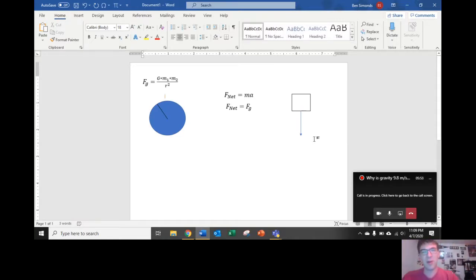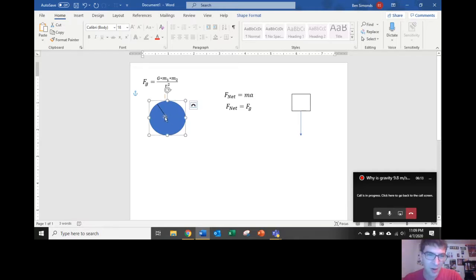I'm sorry, this is kind of going a little slowly, but that's partially because my computer is very slow and partially because it's the first time I've tried anything like this. But let's recap where we're at so far. We've got this object that is falling down on the planet Earth here. It's like a skydiver or something like that.